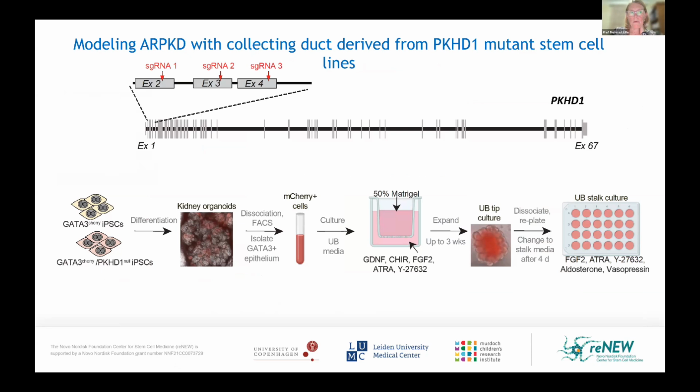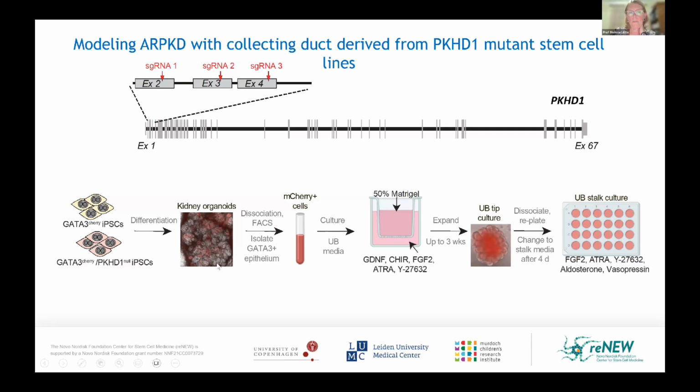So we decided to model this, and we used gene editing, which I won't go into today, but is actually a very rapid way of being able to change a gene within the genome of a cell. We actually knocked out this PKHD1 gene. So we have lines that are normal and lines that have no PKHD1.